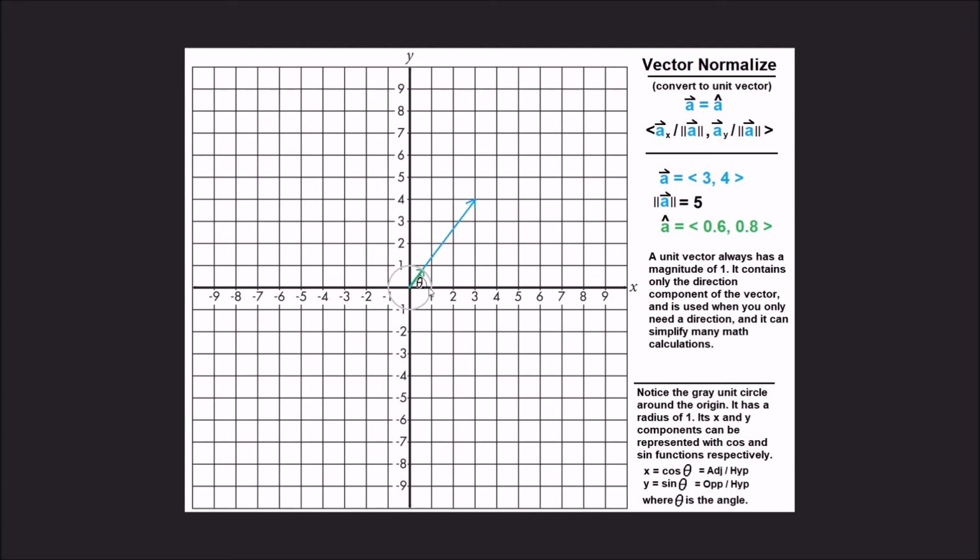Also, I just wanted you to notice this gray circle that's around here. That's a unit circle, okay? It's got a radius of 1. Basically, any unit vector is going to fit within that unit circle because it has a magnitude of 1. So all it's doing is tracking only the direction, as I said before.